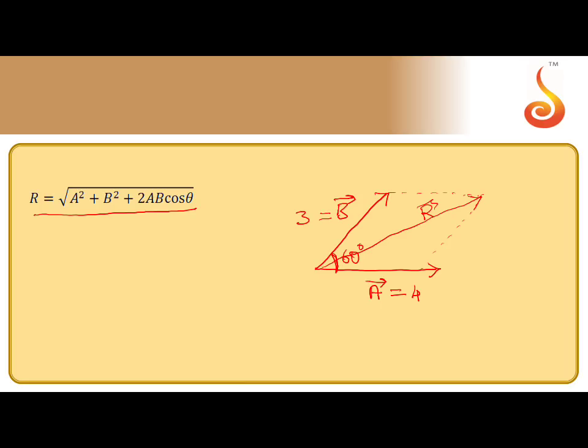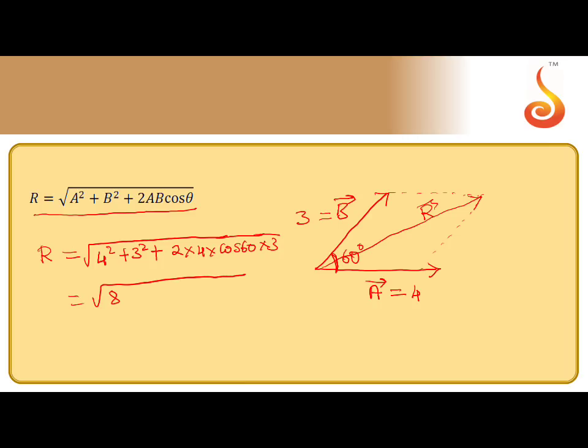Now we will only look into the formula. So the resultant vector magnitude is equal to the square root of 4 square plus 3 square plus 2 into 4 into cos 60 into 3. I forgot to write the B vector. So this will be root of 16 plus 9 plus, cos 60 is 1 by 2, so the 1 by 2 and 2 will get cancelled. 4 3s are 12. So this will be square root of 29 units.